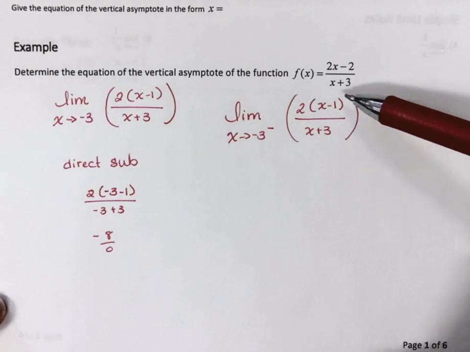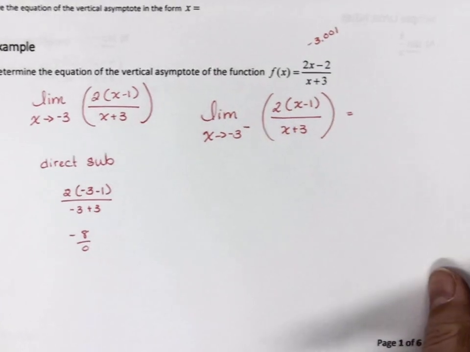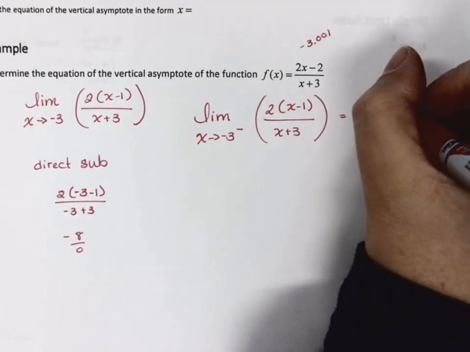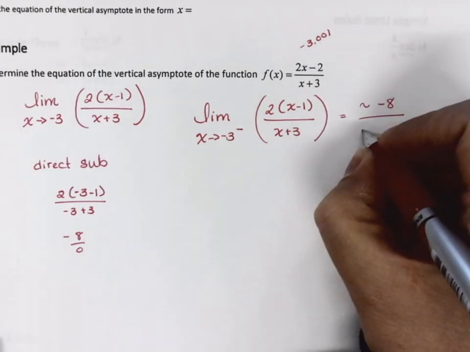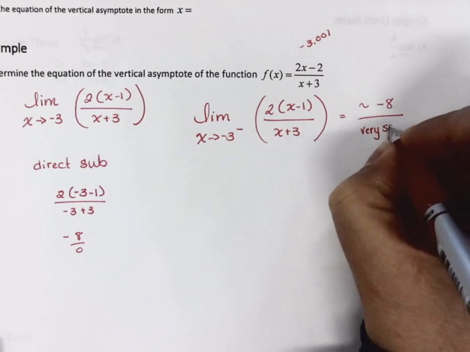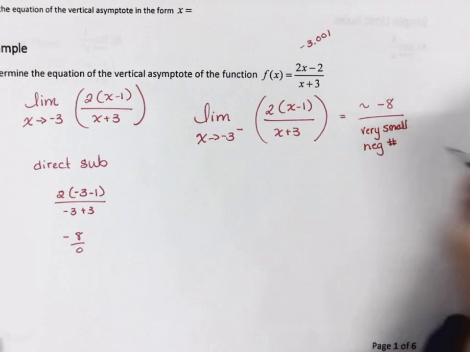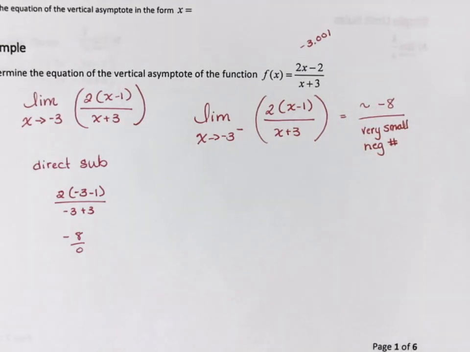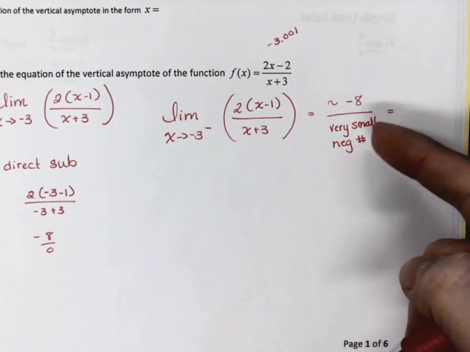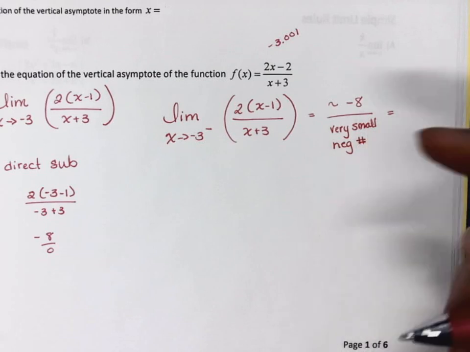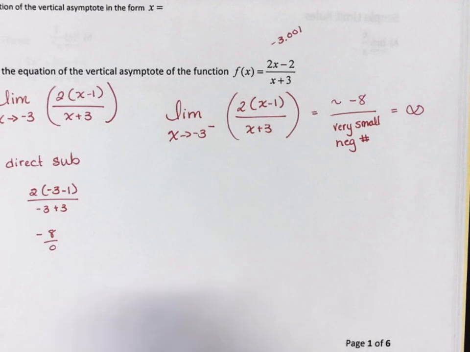So we're going to do the ish math that we talked about yesterday. If we use -3.001, we know that the top is going to be approximately -8, and the bottom is going to be a very small negative number, right? Everybody agree with that? So if we do that math, where are we headed to? We have a negative on top and a very, very small negative on bottom. Positive, not negative. We're headed to positive infinity. That's that ish math from yesterday.